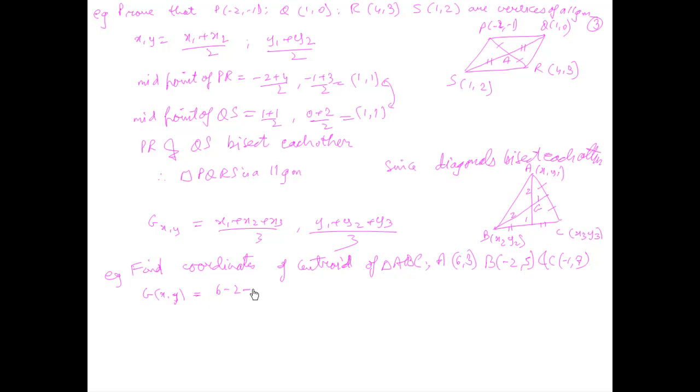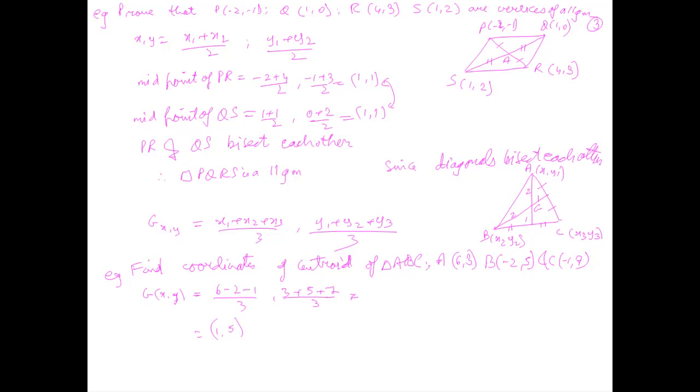That's (6 minus 2 minus 1) upon 3, comma, (3 plus 5 plus 7) upon 3. That gives us the coordinates of G: 3 upon 3, which is 1, and 15 upon 3, which is 5. So the coordinates of the centroid come out to be (1, 5). So children, you must remember all the formulae, and apply them with the help of a diagram, it will make things easy.